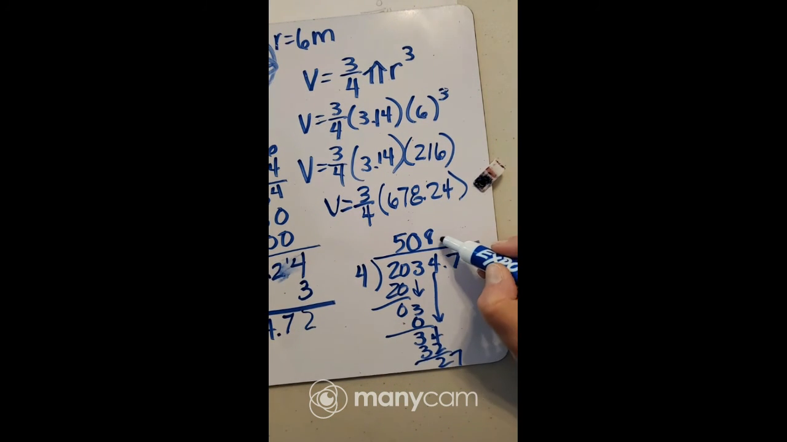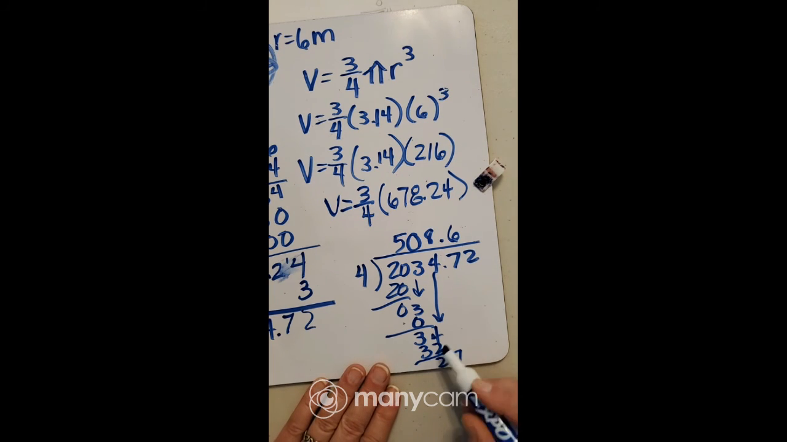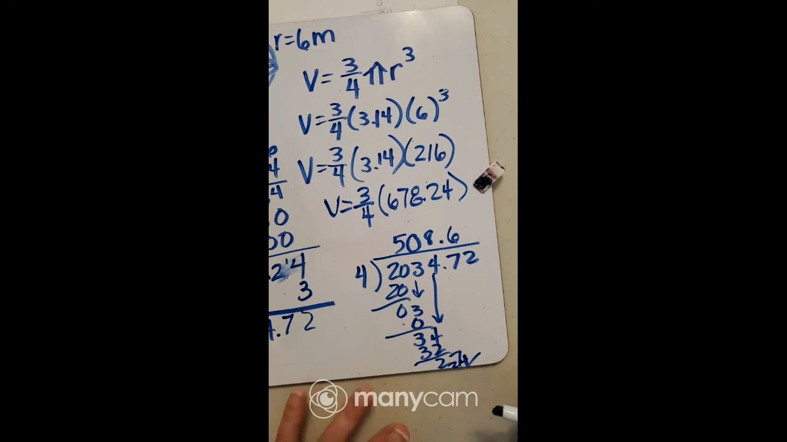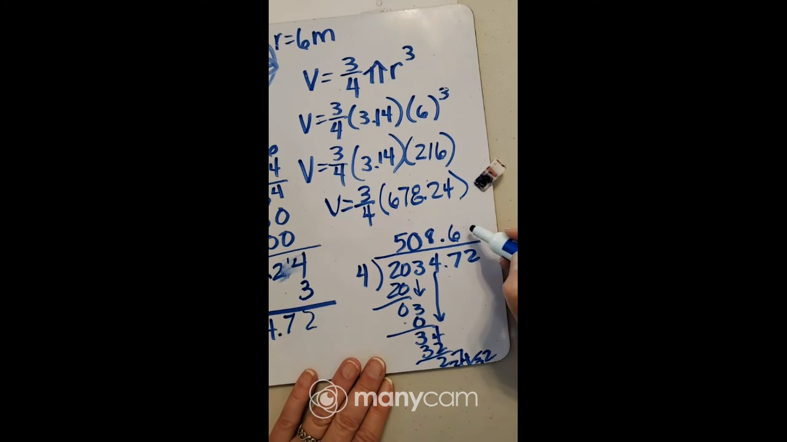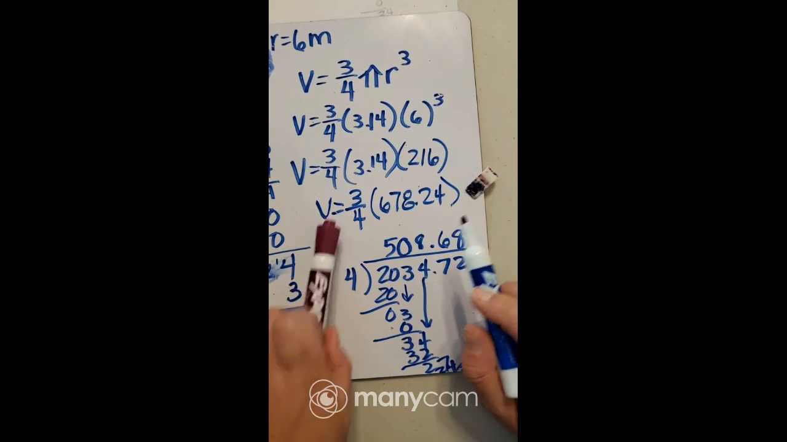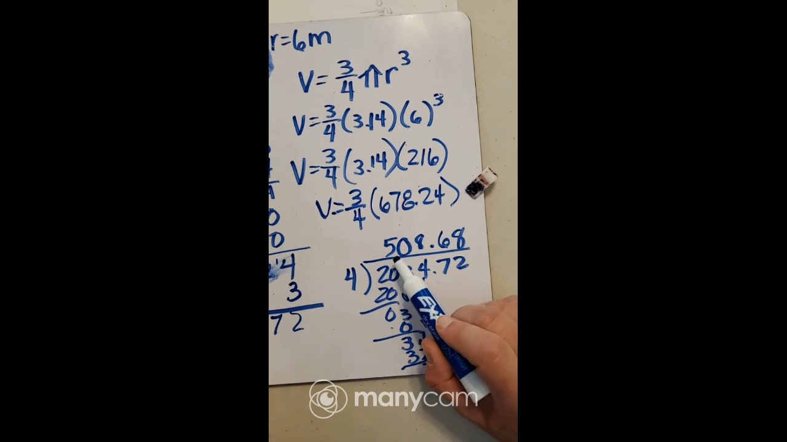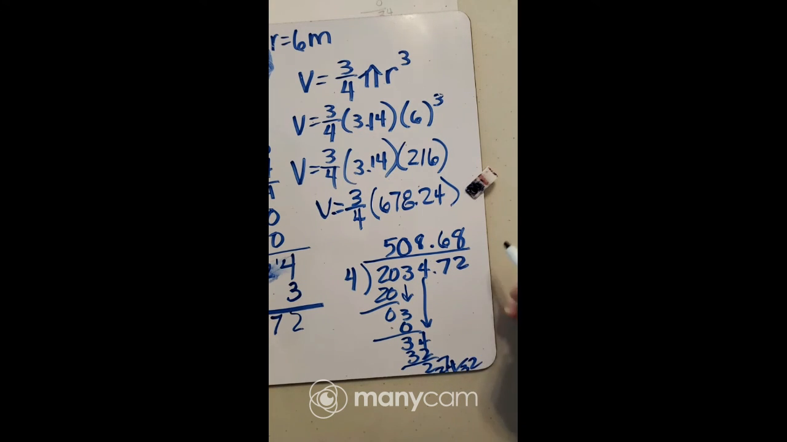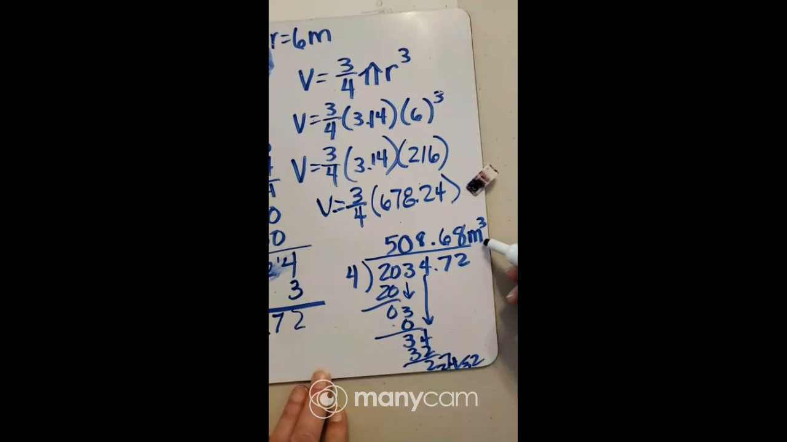4 goes into 27. 6 times. I get 24. 32, which is 8. So this is my answer that I got, which is good. It matches. 508.68 meters cubed. Do not forget to label your answers. Okay? Meters cubed.